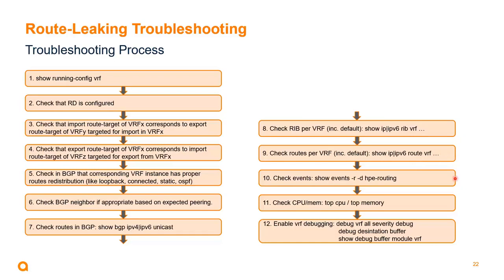Then you can also check the events in the daemon called HP-routing, which will populate the log with events in terms of what happened in routing. If there is any issue of memory or CPU, you can also do a top CPU or top memory to see if there are issues regarding CPU.